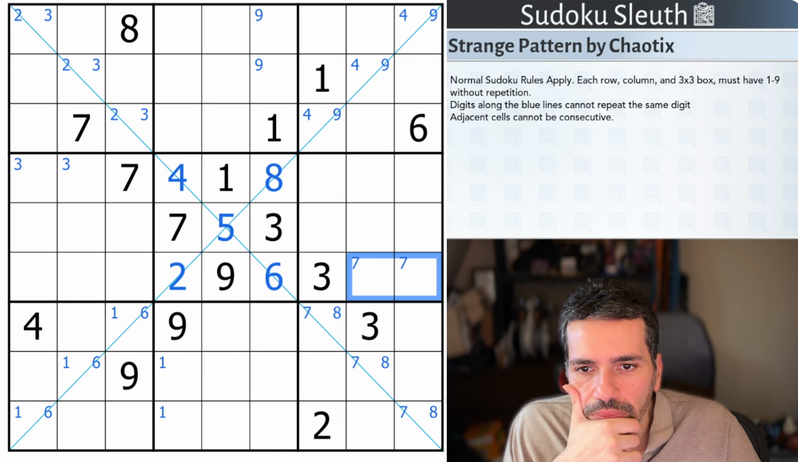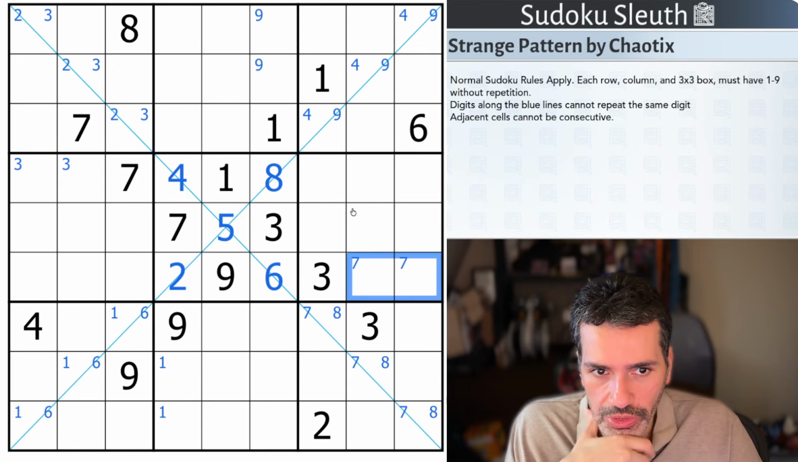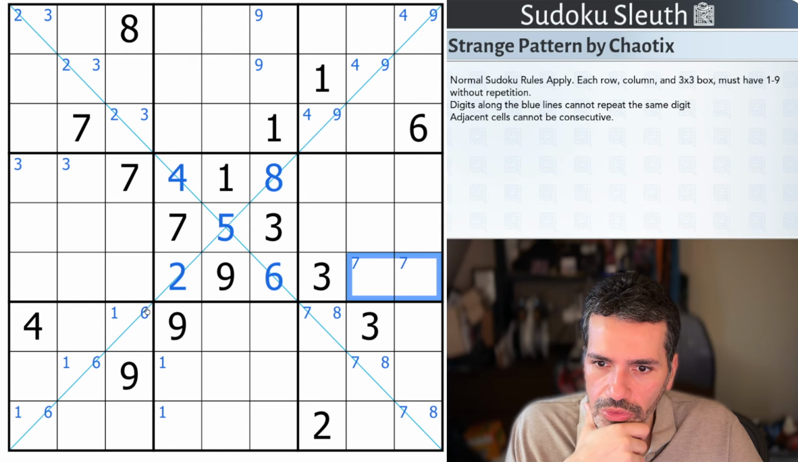None of this is helpful. I think I'm missing a trick. I'm missing the consecutive rules. So, you know, I can pepper a ton of this stuff, but it's not necessarily helping me.